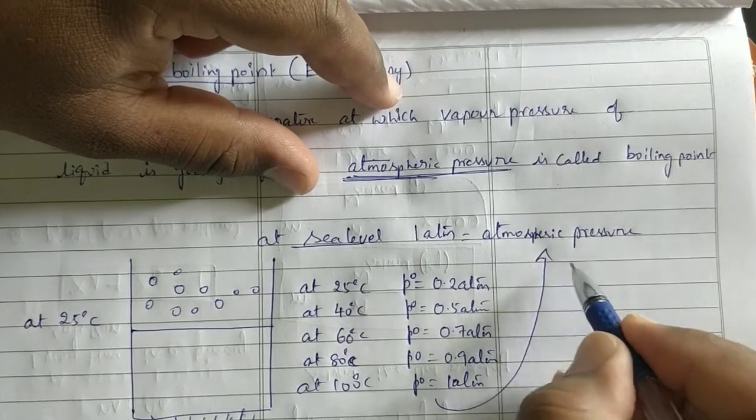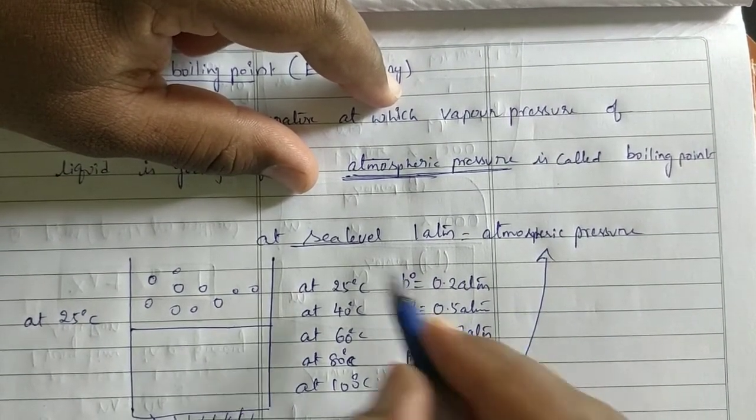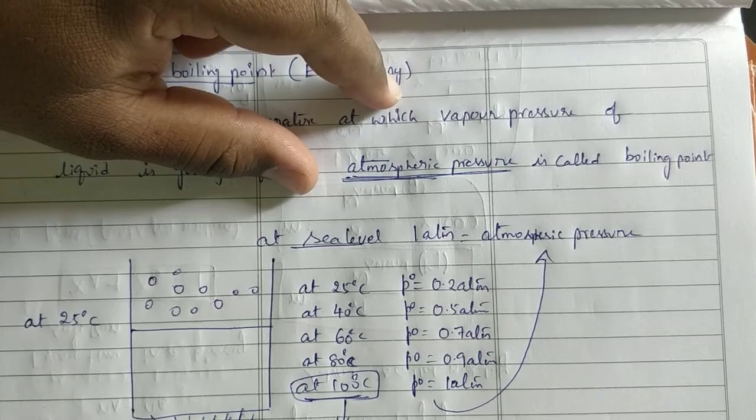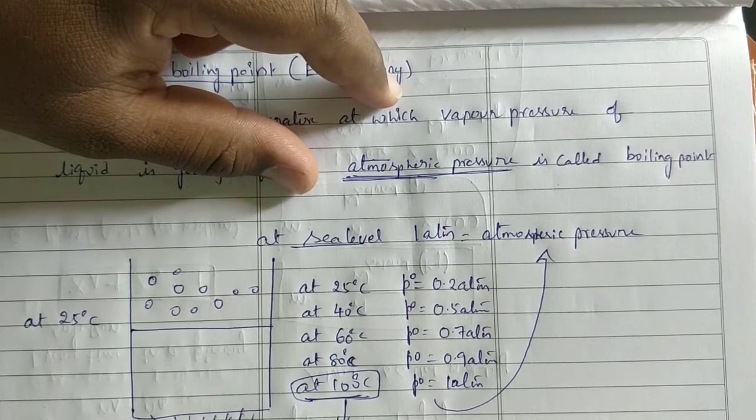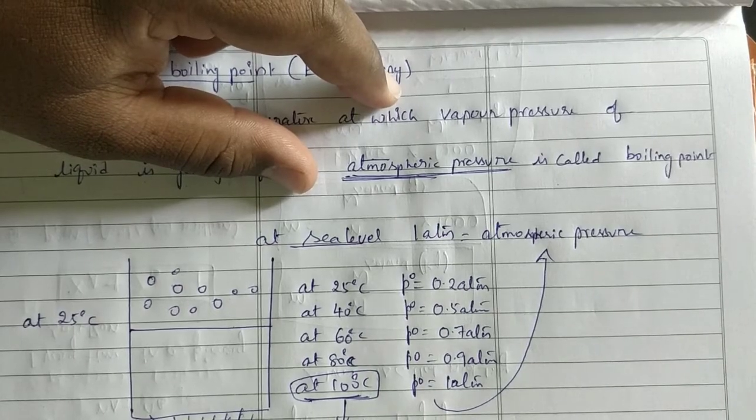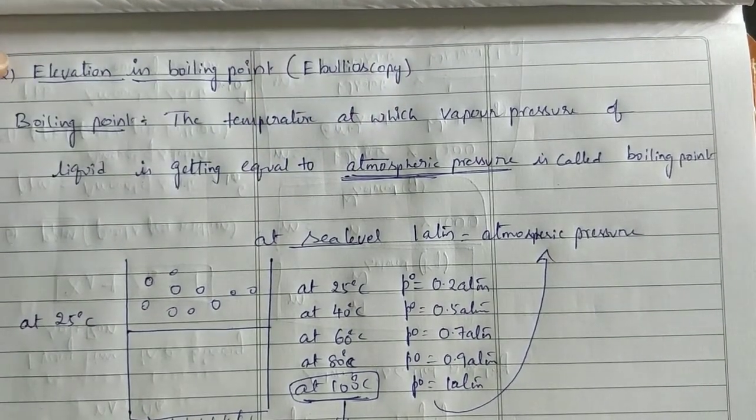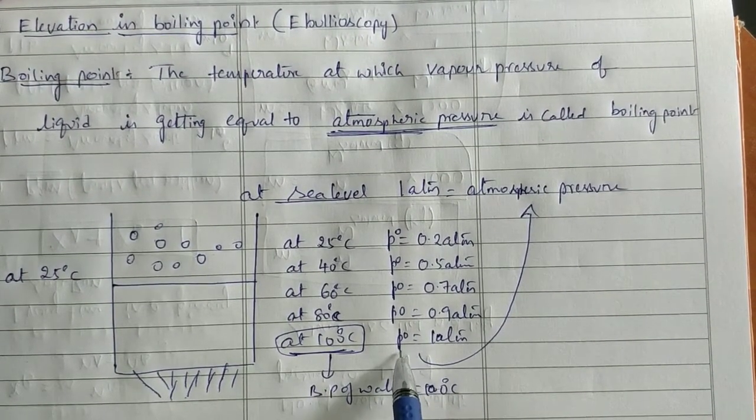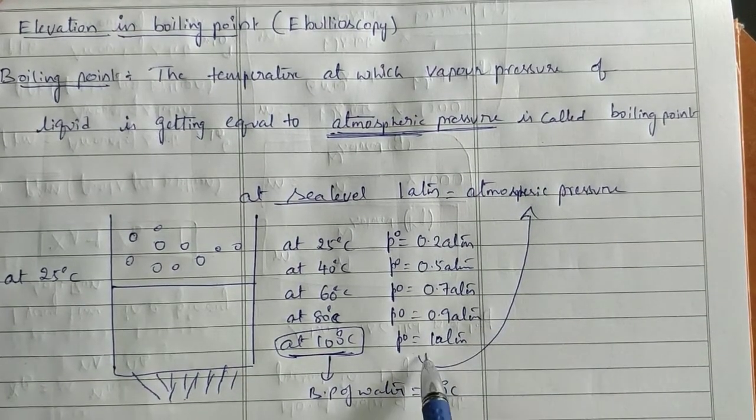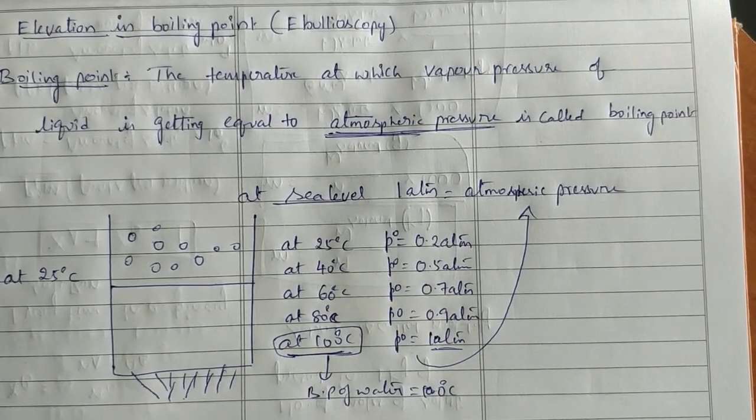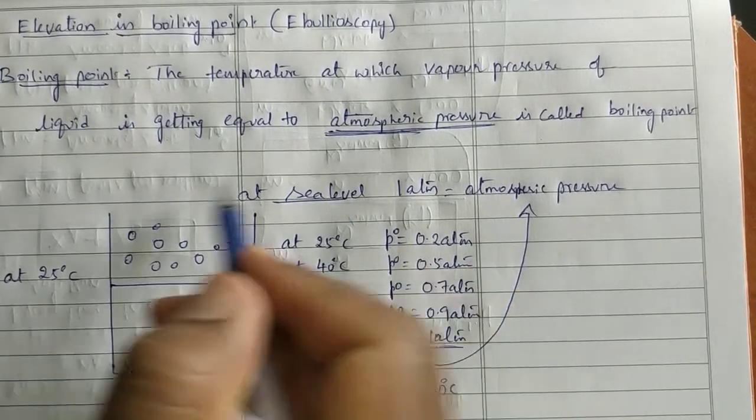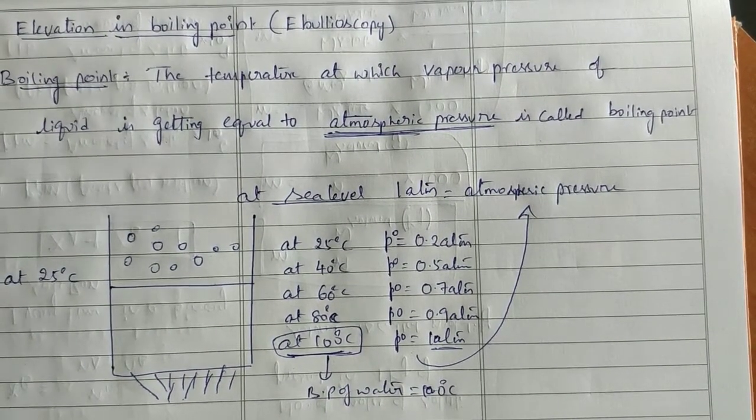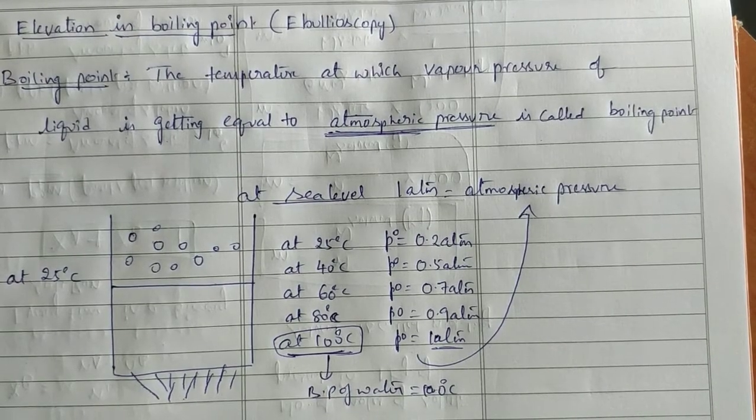This P0 is getting equal to atmospheric pressure for water. This is explained for water at what temperature? 100 degrees centigrade. That's why the boiling point of water is equal to 100 degrees centigrade, because at 100 degrees centigrade only, the vapor pressure of water is getting equal to atmospheric pressure. That means 1 atm. Here also 1 atm. This is the explanation of the boiling point definition only.